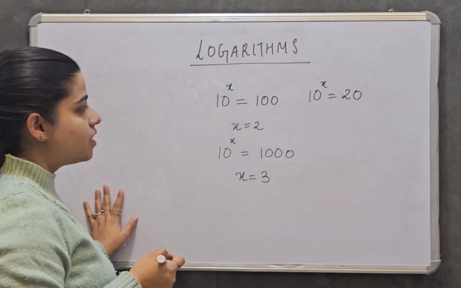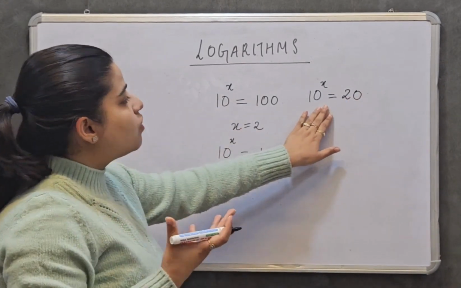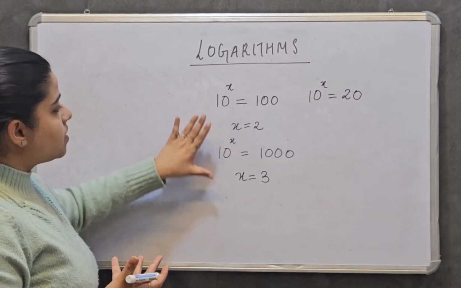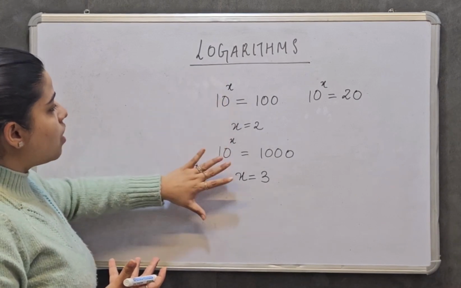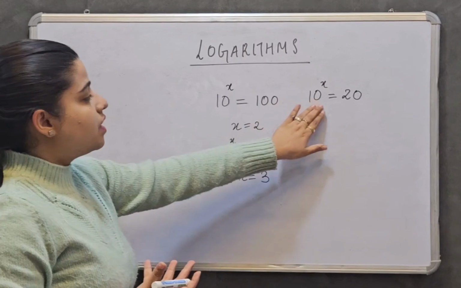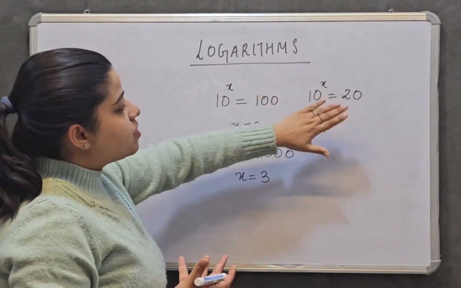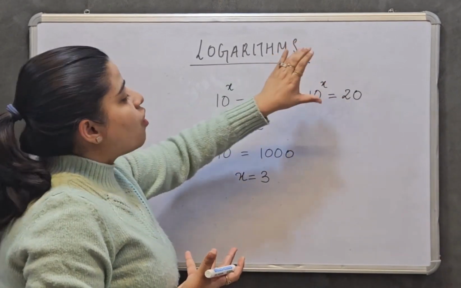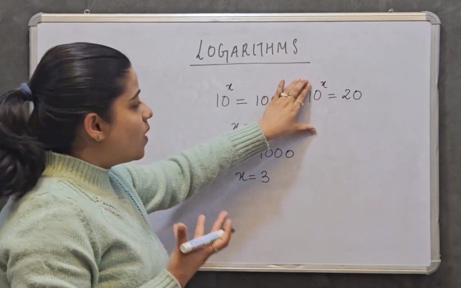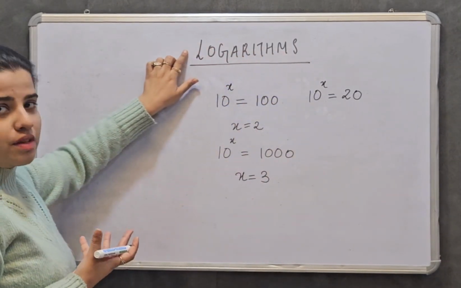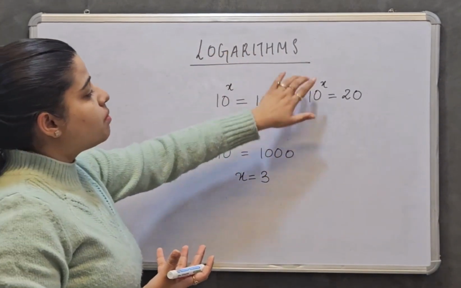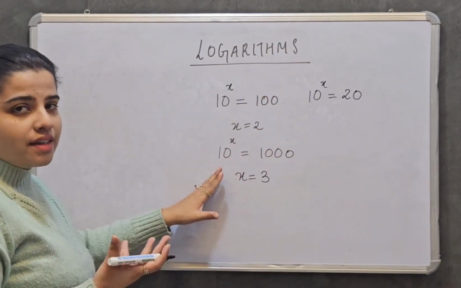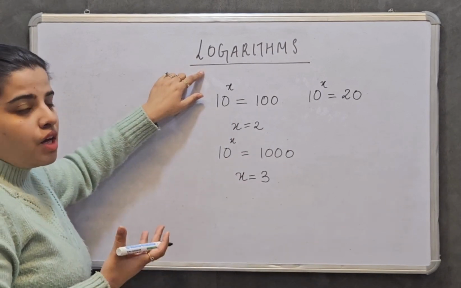Now suppose I ask you, what is the value of x in this equation? You'll say, I cannot calculate it just by looking at it, right? In the earlier cases, the value of x could be found by just looking at the expressions, but here you cannot. So, for finding the exponent in such equations, we take the help of logarithms. To find the power or exponent of an expression which you cannot find by directly looking at it, we use logs.